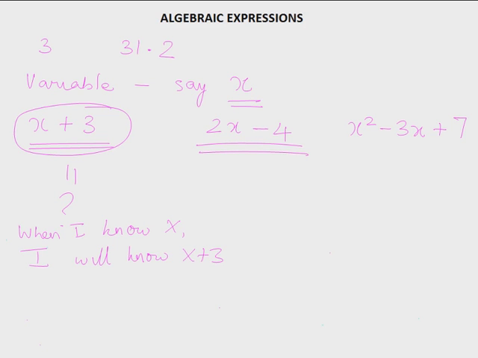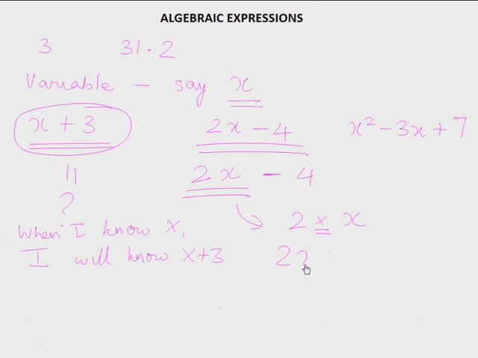Similarly, what about this expression? It's made up of two parts. It's made up of 2x and it's made up of a minus 4. Let's understand the 2x first. 2x is just short form notation for 2 times x. We don't want to write the times symbol every time, so we just drop it.